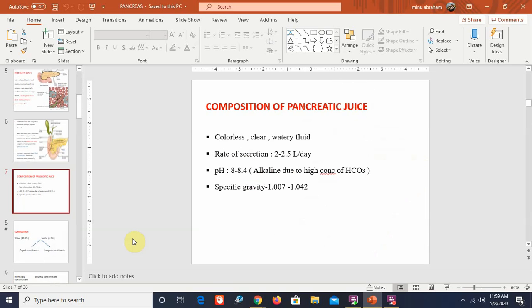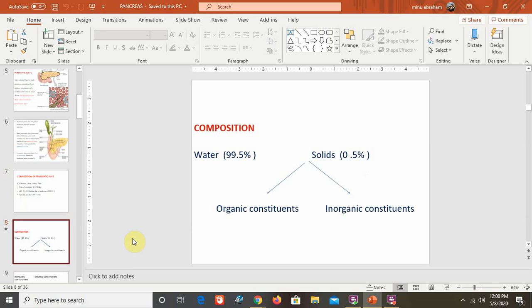Now we learn about the composition of pancreatic juice. Pancreatic juice is a colorless, clear, watery fluid. It is secreted at around 2 to 2.5 liters per day. It is alkaline in nature because of the high concentration of bicarbonate and has a specific gravity of 1.007 to 1.042. It is composed of 99.5% water and 0.5% solid.